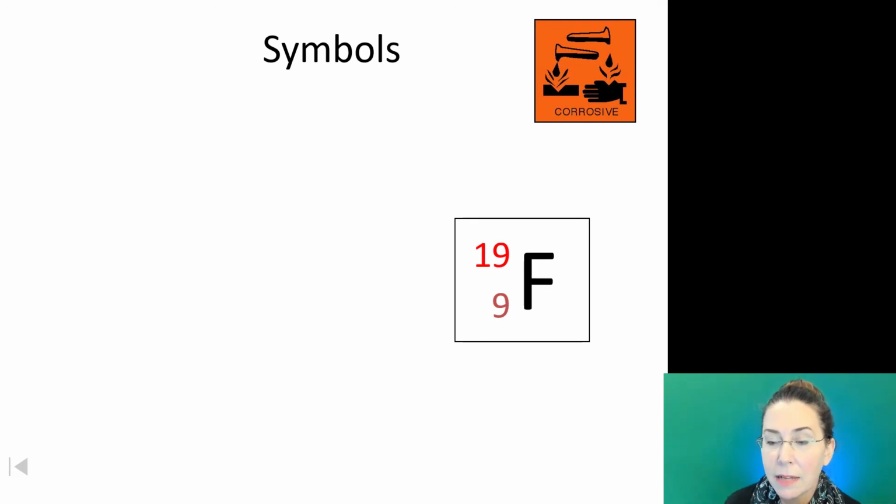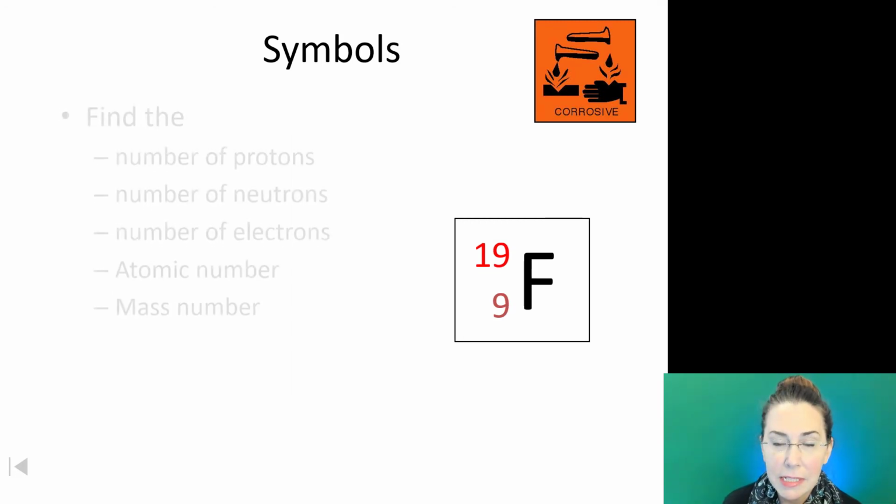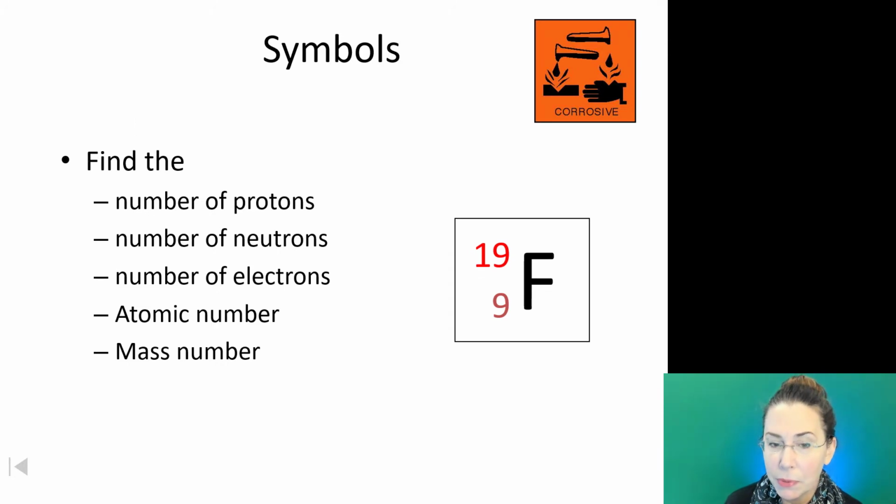So here we have fluorine. I want you to take a moment and tell me, how many protons does it have? How many neutrons does it have? How many electrons does it have? And what is its atomic number and its mass number? So fluorine has 9 protons, 10 neutrons, coming together to make that mass number. It has 9 electrons, has an atomic number of 9, and a mass number of 19.